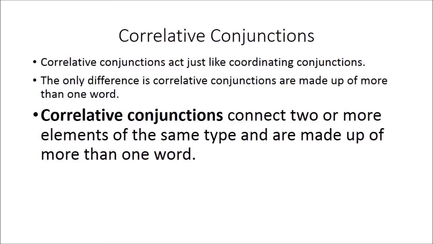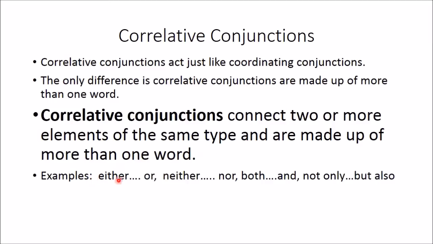Here's what you should write down for correlative conjunctions. In your notebook, you should have made a place in your table of contents for correlative conjunctions, and this really is the information you need, the information on this slide. And the big definition that you really need is right there. Correlative conjunctions connect 2 or more elements of the same type, just like coordinating conjunctions, and are made up of more than 1 word. And you want to put some examples: either, or; neither, nor; both, and; not only, but also. These are just some examples. There are others. Now these dots that are in between means there are words in between there.